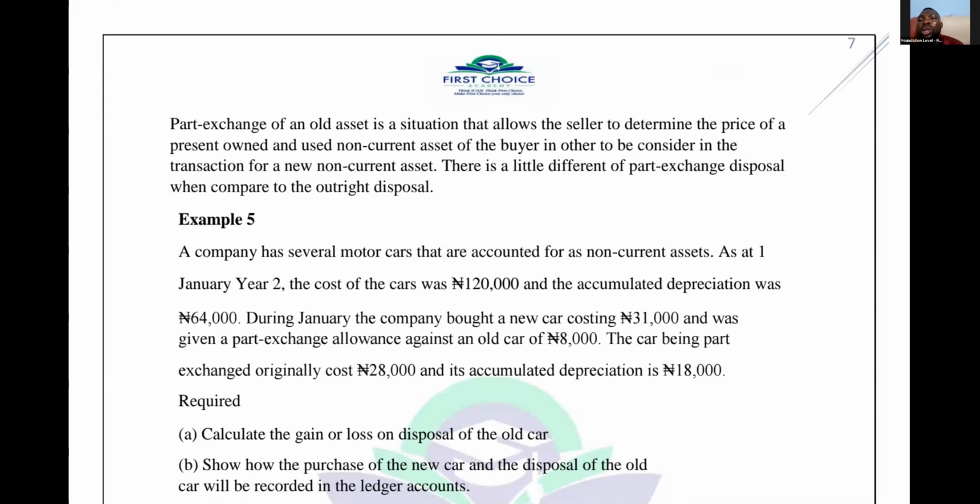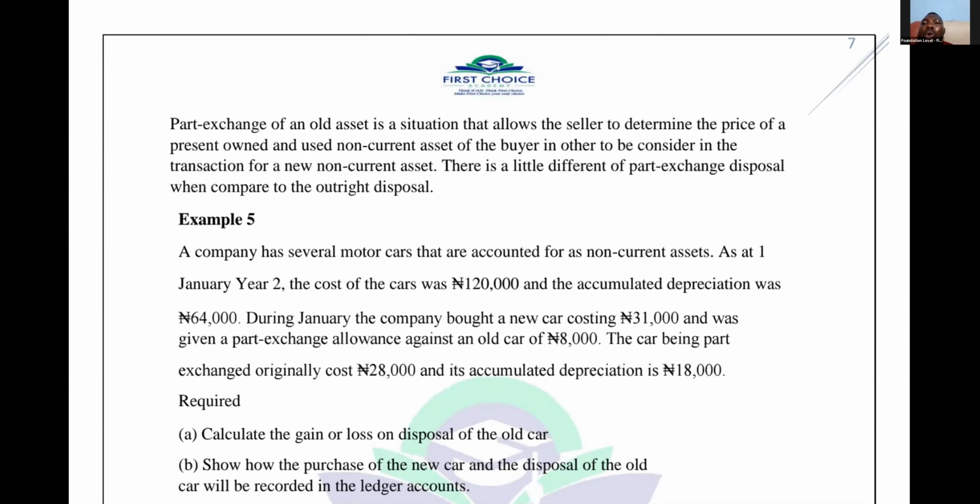That's part exchange. So for example, you have a phone that you are using. Let's say you have iPhone 11 and you want to move to iPhone 12. So you tender your iPhone 11 and you now add money to it to get iPhone 12. That is what we call part exchange.